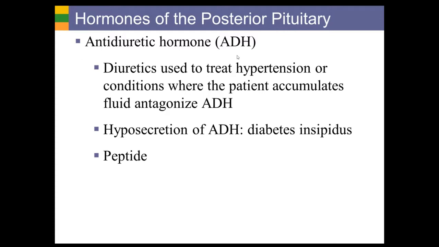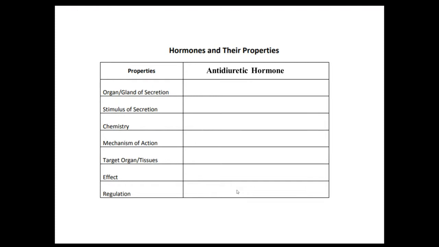Lastly, antidiuretic hormone is non-steroidal. It's a peptide. You don't have to know it's a peptide, just know it's non-steroidal. Therefore, it works through second messengers. Okay, so you can fill out this table here now based on information that we have covered.